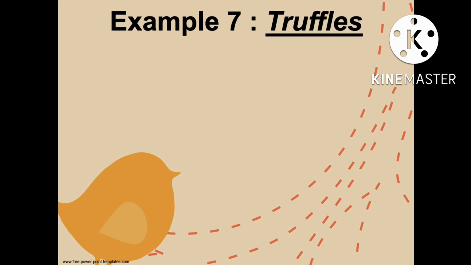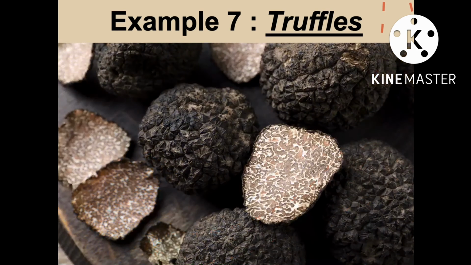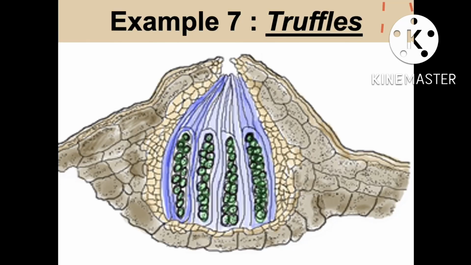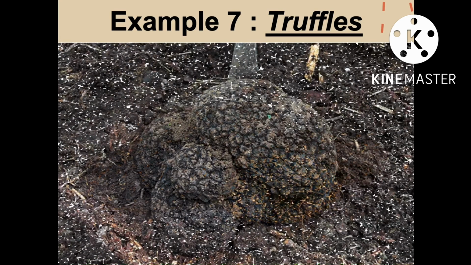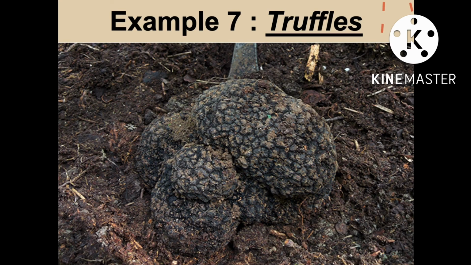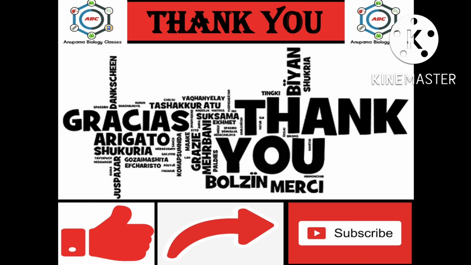Now the last example is truffles. They are edible Ascomycetes having tuber-like subterranean fruiting bodies called ascocarps. The ascocarps are dug out with the help of trained dogs and pigs. And the examples are Tuber uncinatum and Tuber aestivum.